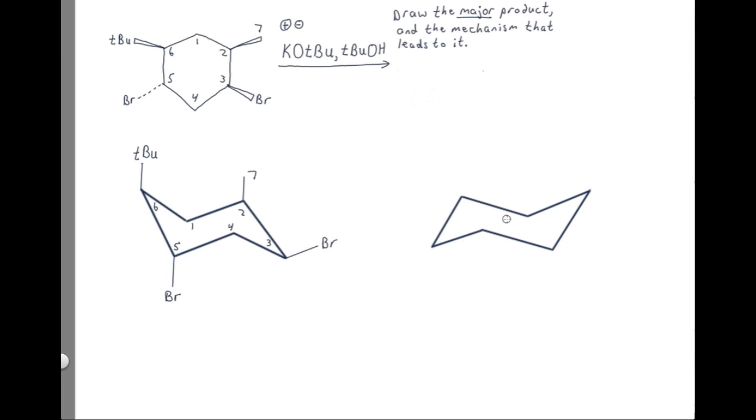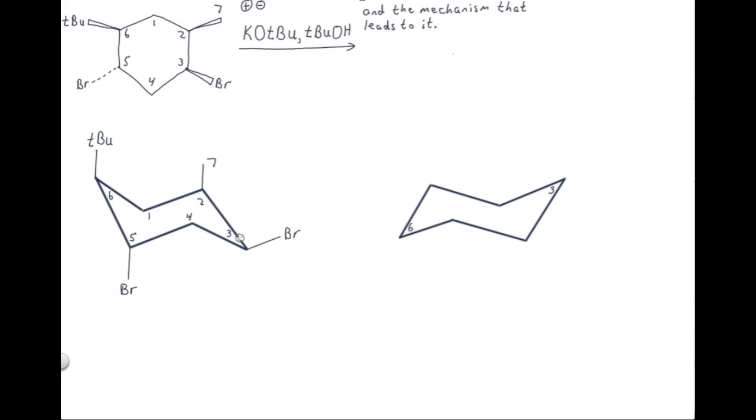Here's the other chair conformation. Let's put in some numbers. Remember that the carbon on the far right in this picture should also be on the far right in this picture, carbon 3. And the carbon on the far left in this picture, carbon 6, should also be on the far left in this picture, carbon 6. And then maintain the same clockwise arrangement of the numbers. 1, 2, 3, 4, 5, 6 is still arranged clockwise, with 3 on the far right and 6 on the far left, just as in this picture.